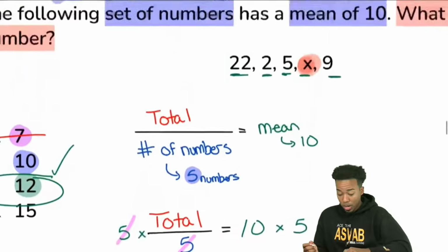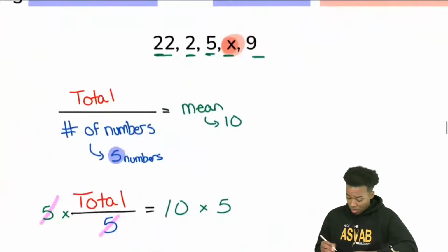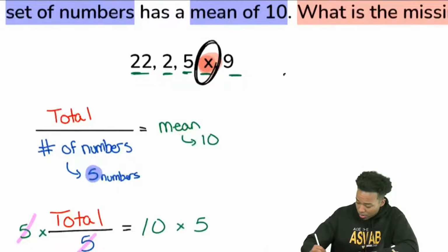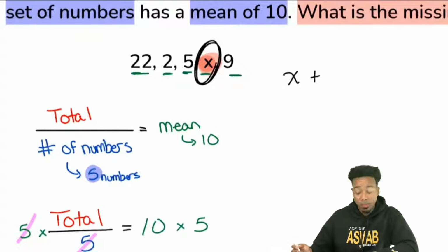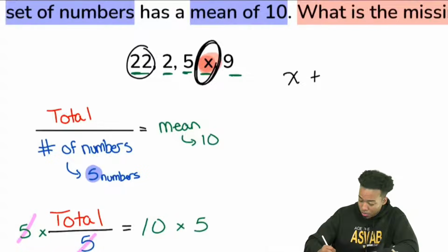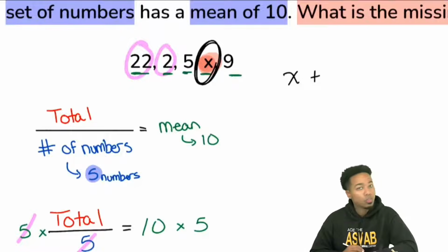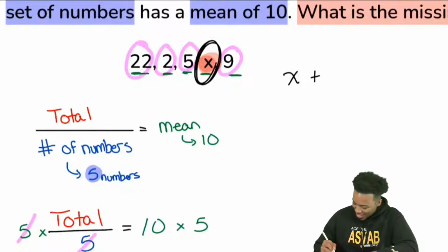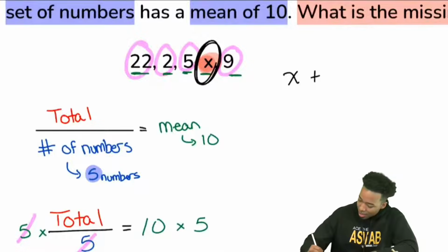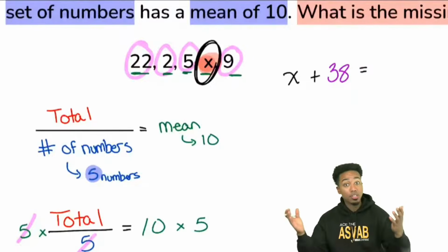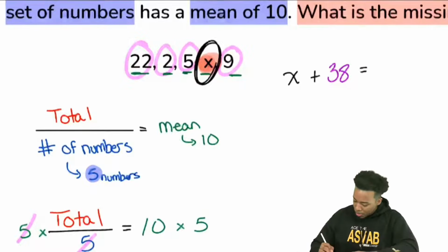So when you take a look at the numbers you have, well, guess what, my party people? Let's add up what we got. We got our X right over here. And then what else do we have? We got ourselves 22 plus 2. Let me use a different color here. 22 plus 2, that's 24. Plus 5, that's 29. 29 plus 9, that is 38. So we have ourselves over here, X plus 38 is supposed to equal the total, right? That's all the numbers added up. That's supposed to be the total.